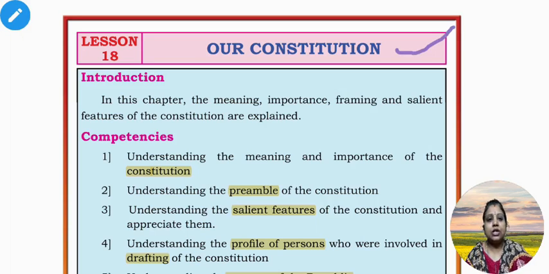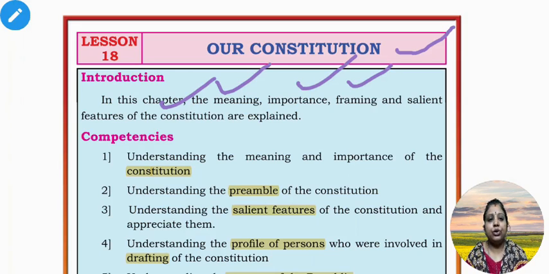In this Constitution lesson, you have to understand the meaning of the Constitution, the importance of the Constitution, the framing of the Constitution, and the salient features of the Constitution, which are explained. Let us discuss the main points given in this lesson.